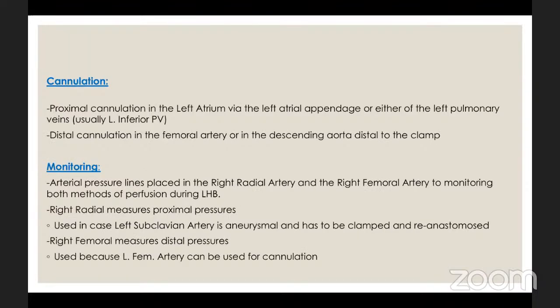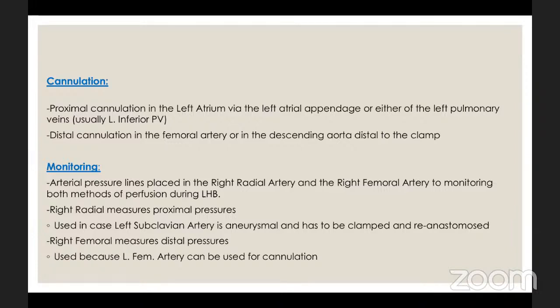For cannulation, proximally we use the left atrium via the left atrial appendage or either of the left pulmonary veins, usually the left inferior pulmonary vein, and distally the femoral artery or the descending aorta distal to the pump. For monitoring, arterial pressure lines are placed in the right radial artery and the right femoral artery to maintain both methods of perfusion during left heart bypass.